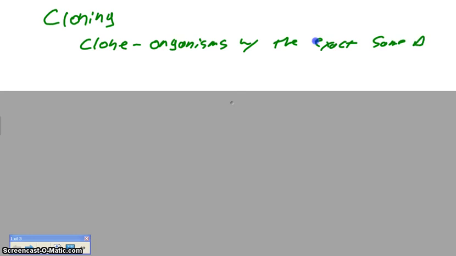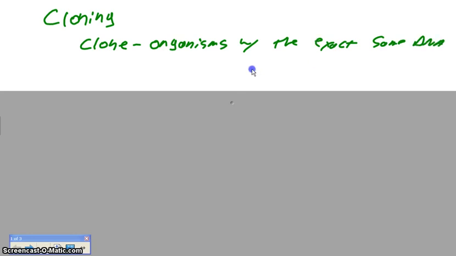So before we talk about cloning, we need to define what a clone is. Our definition that we're going to use: a clone, or clones, are organisms with the exact same DNA.